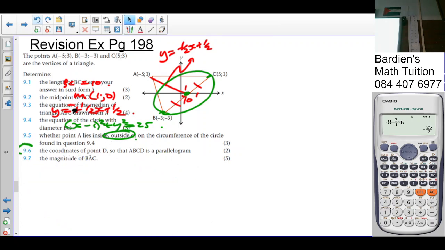And the last one of this category, 9.7. How much time we got left? We have no time. And it's the magnitude of BAC. The magnitude of BAC.